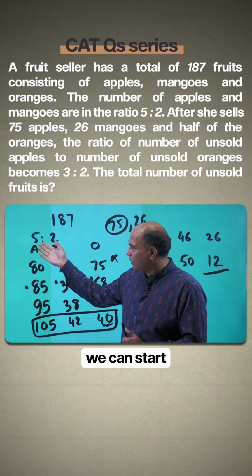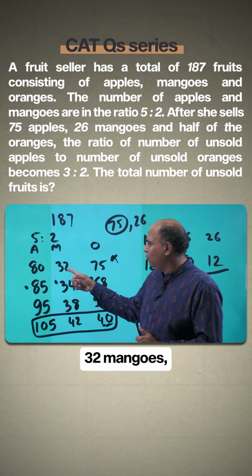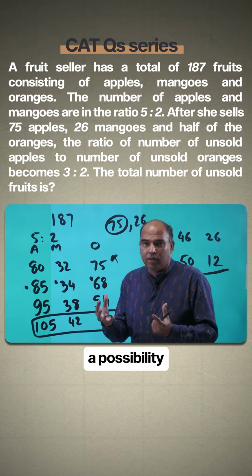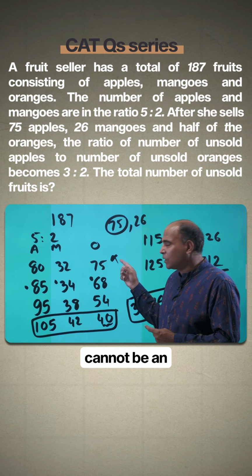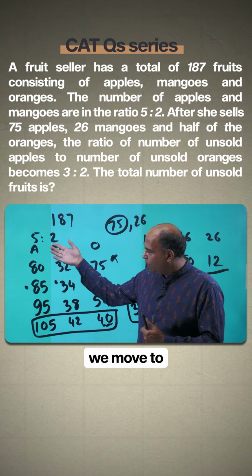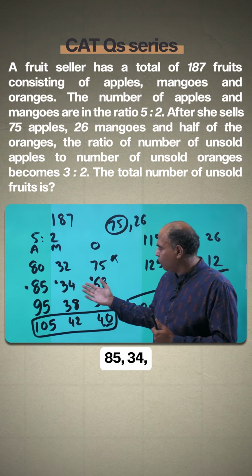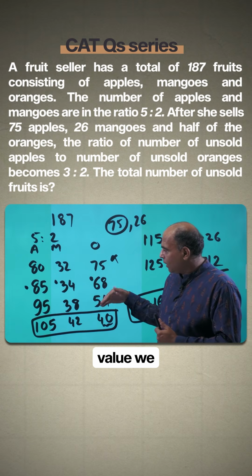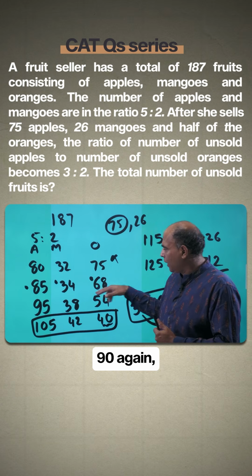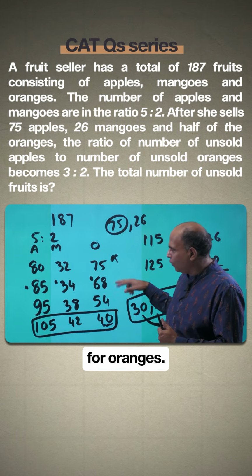And hence we can start thinking that if I multiply this ratio by 16, I get 80 apples, 32 mangoes and 75 oranges. That is a possibility to start with. But oranges cannot be an odd number because she's selling half the oranges. Hence, we move to the next possible solution of 17 as a multiplier to give 85, 34 and 68. And the next value, we'll skip 90 again because with 90 and 36, we'll get an odd number for oranges.